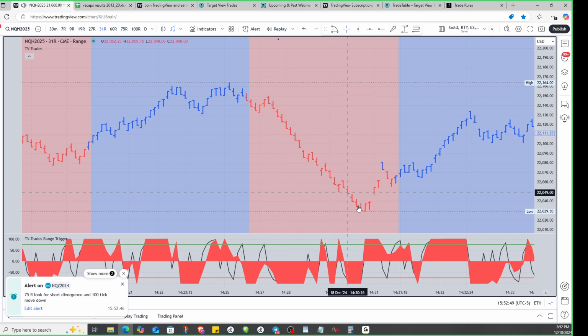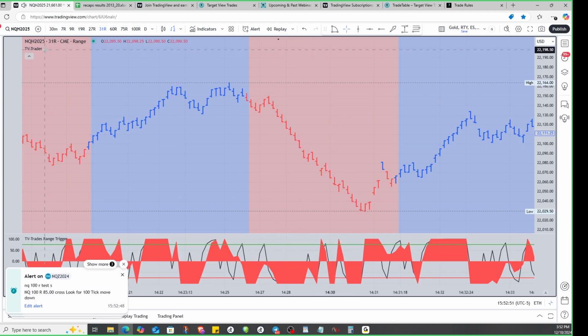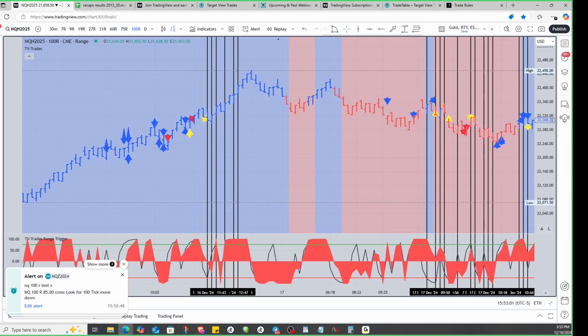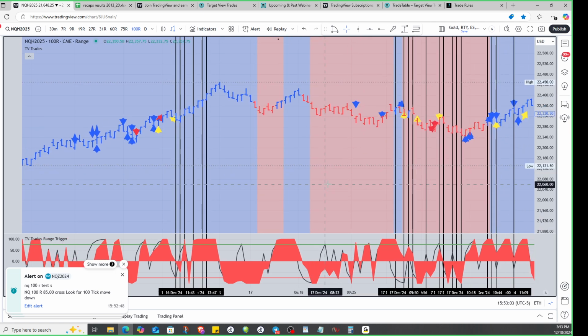But you can put this background stuff on here if you want. You can put the TV trades on there and use anything else that you want. This is just more information to get you into more trades as much as you want to. And you can do it on larger time frames if you do it on 100 range. It's all the same stuff. You're still looking for the same thing.